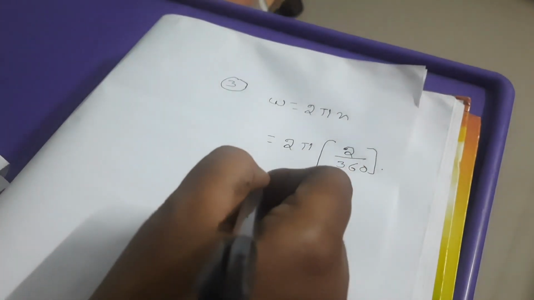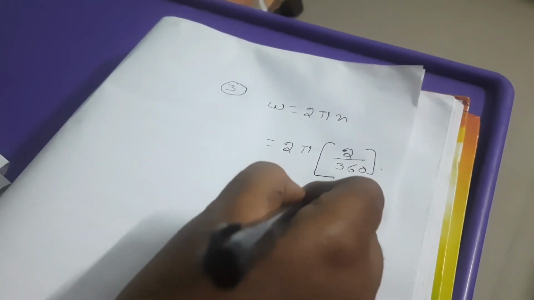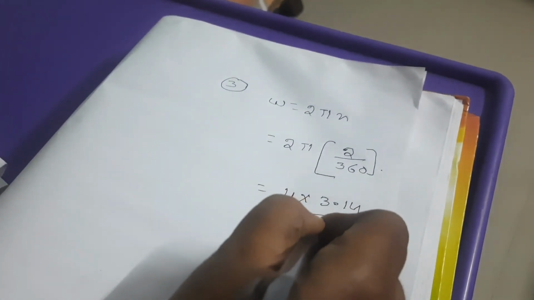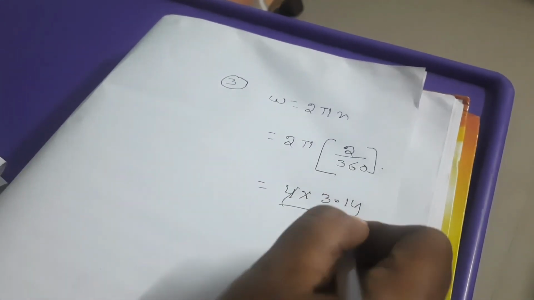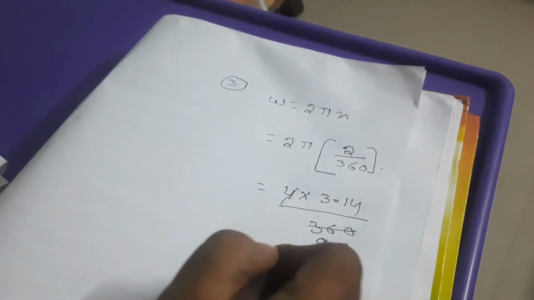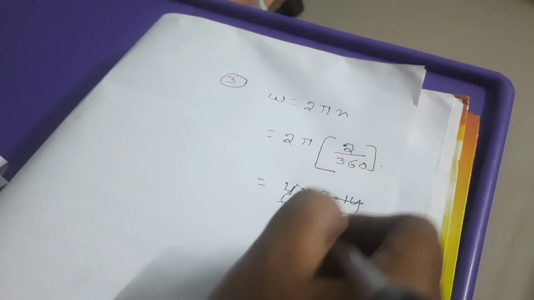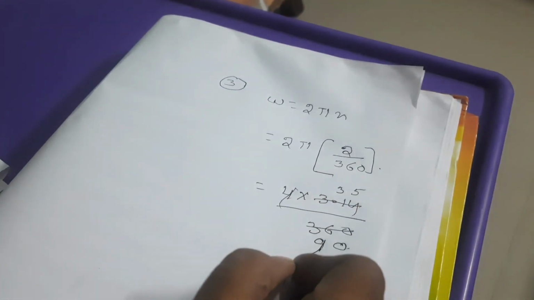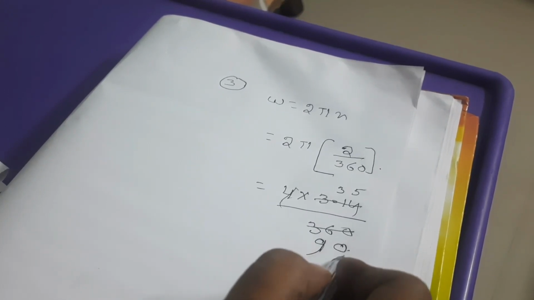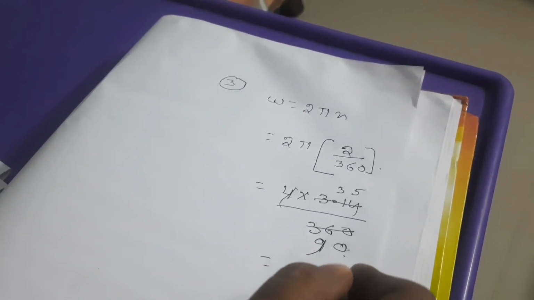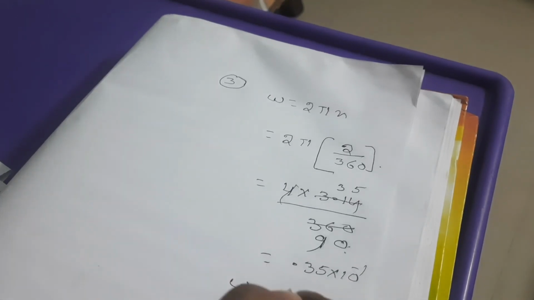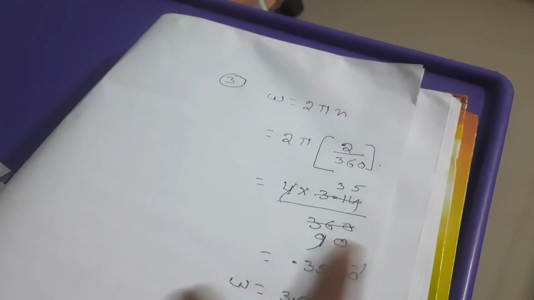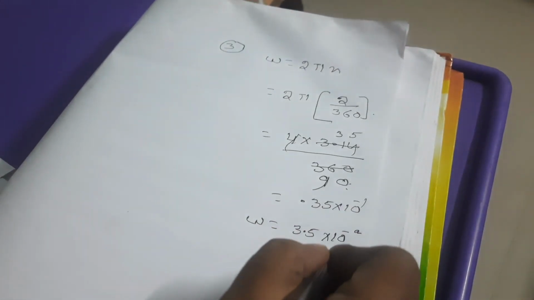Then after simplification, you know that 4 into 3.14 by 360. This is 9 3 27, 4 is there, approximately 5. So 0.35 into, here one more 0 is there, so 10 power minus 1. So the answer is how much? Omega equals 3.5 into 10 to the power of minus 2 radians per second. Also we are writing radians per second.